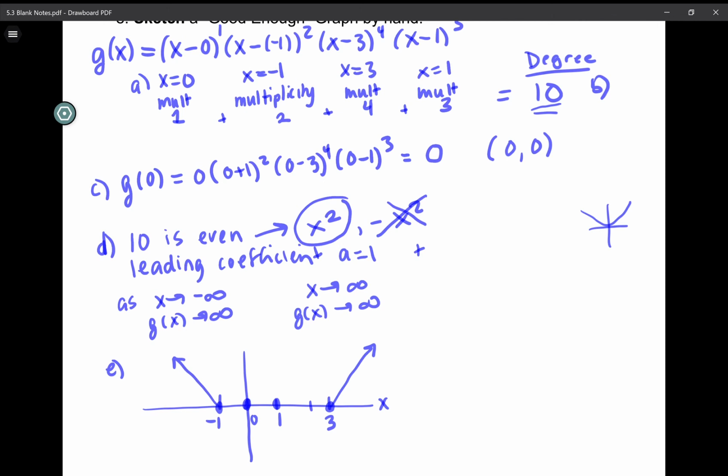All right, at x equal to 0, we have a multiplicity 1. So multiplicity 1, this looks like a line, right? Multiplicity 1 is like a line. It's a linear term. So that means I'm just going to go through the axis.